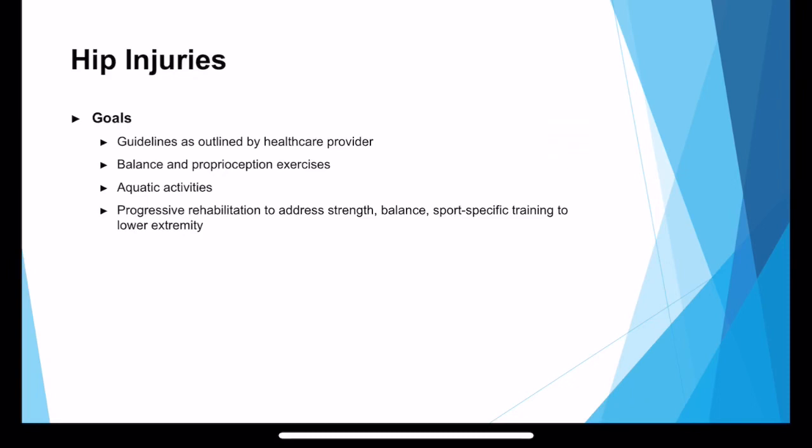Let's talk about some hip injuries. So we have some clearly outlined goals. We can introduce the pull. We're going to introduce some balance and proprioception exercises. And then we're just going to make sure that we listen to the healthcare provider's limitations.